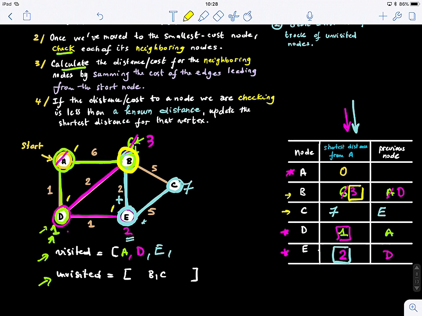So then what I do, I look at 3. So the 3 is the value inside my B node, okay? 3 plus 5 is 8. It's not smaller than 7, so I do not make any changes, okay? So now I know that I have checked all the neighbors of B. So B is what? Visited. Okay?